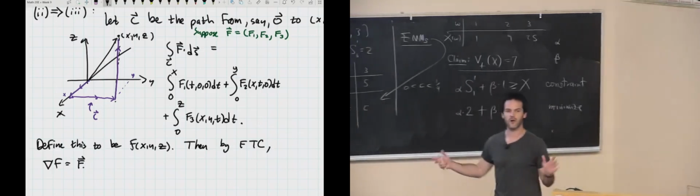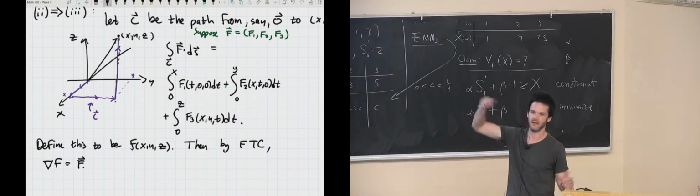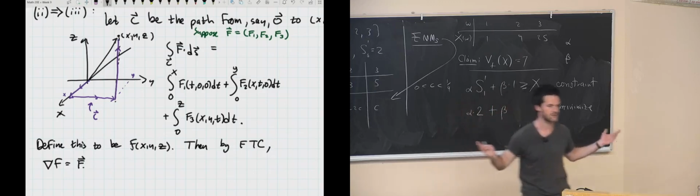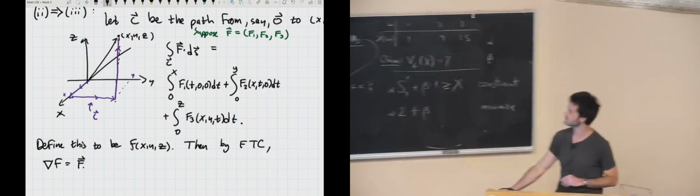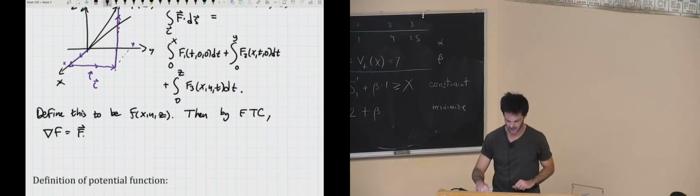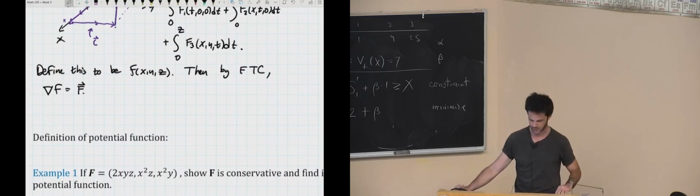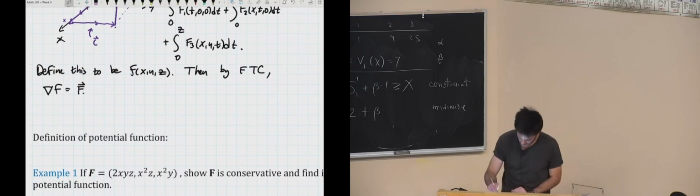And it didn't matter where we started, because that just amounts to shifting little f by a constant, which disappears when you take the gradient. You can always add a constant to little f, and it's not going to affect what its gradient is. Okay, that showed that property, and let's see which other.